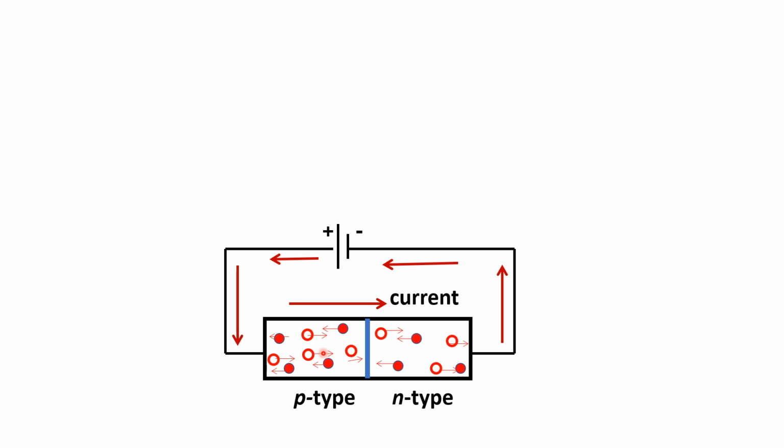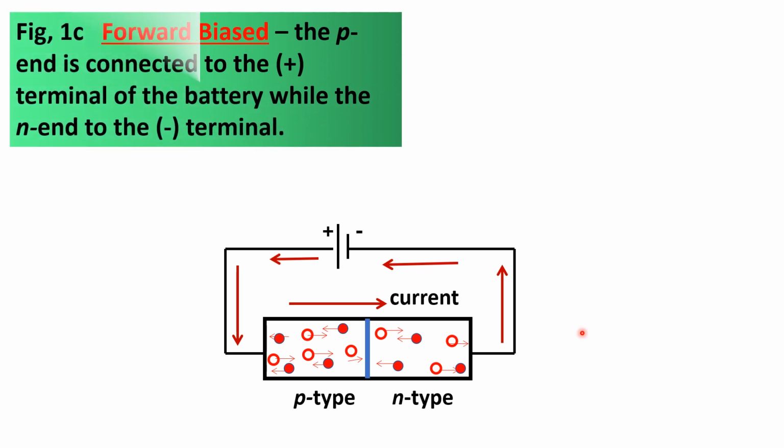material. And this ability of the p-n junction to allow the continuous movement of charge carriers is what we call forward bias. This kind of diode connection is said to be forward bias. So in a forward bias, the p end is connected to the positive terminal of the battery, while the n end is connected to the negative terminal.